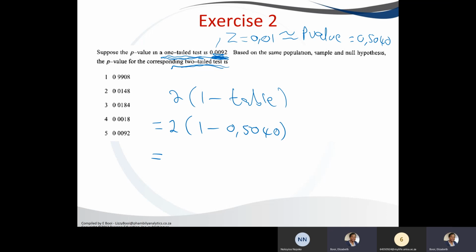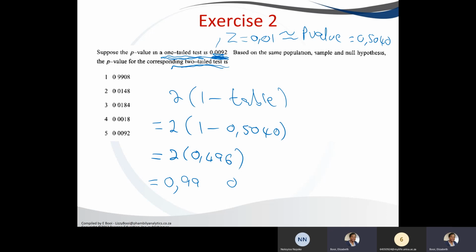1 minus 0.5040, which is 0.496. And if I multiply this by 2, the answer you will get will be 0.9920, which is not on here. How is that possible?